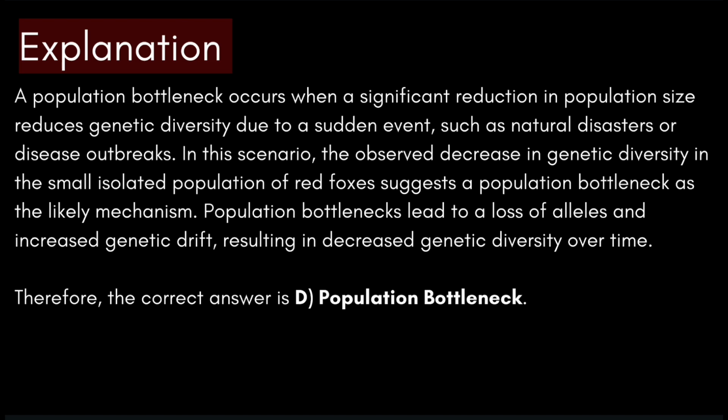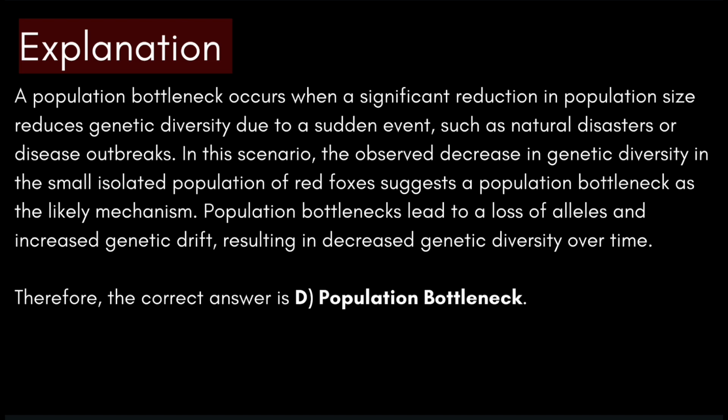A population bottleneck occurs when a significant reduction in population size reduces genetic diversity due to a sudden event such as natural disasters or disease outbreaks. In this scenario, the observed decrease in genetic diversity in the small isolated population of red foxes suggests a population bottleneck as the likely mechanism. Population bottlenecks lead to a loss of alleles and increased genetic drift, resulting in decreased genetic diversity over time. Therefore, the correct answer is D, population bottleneck.